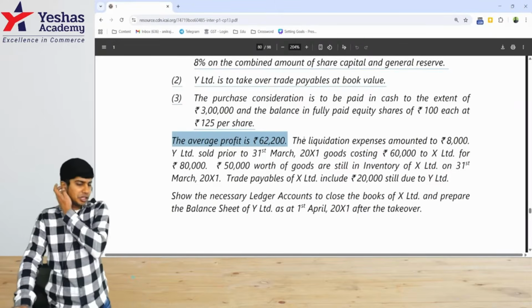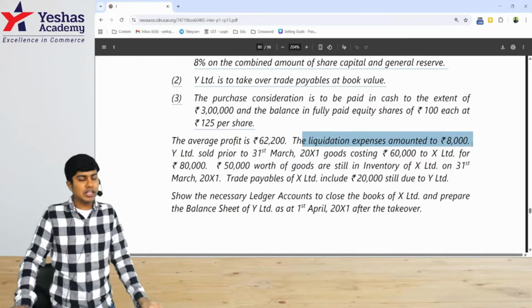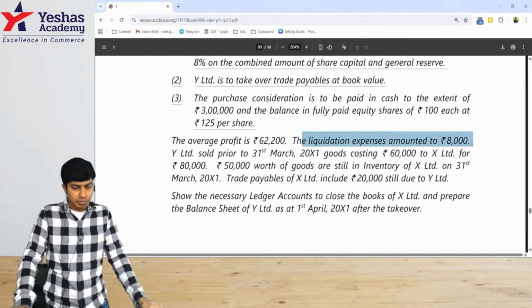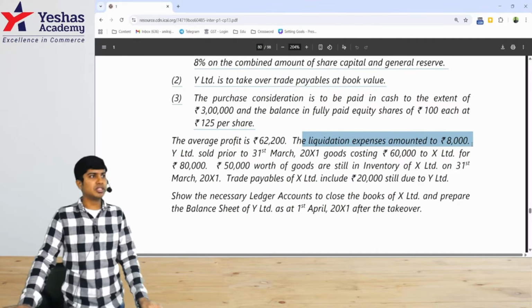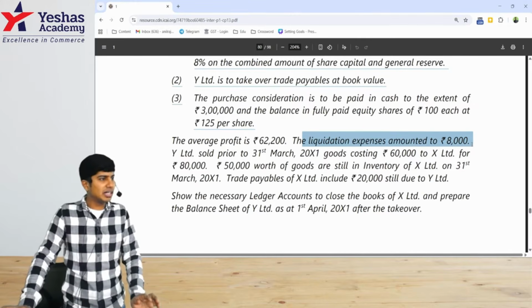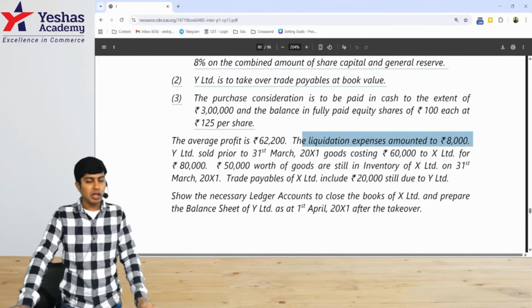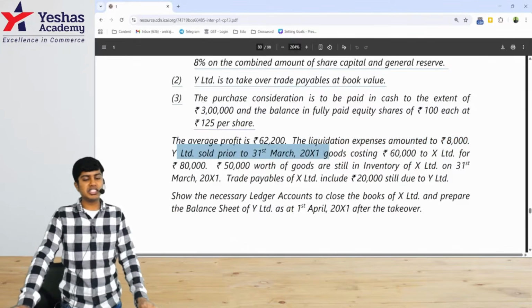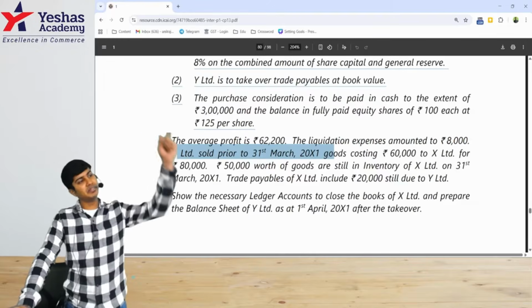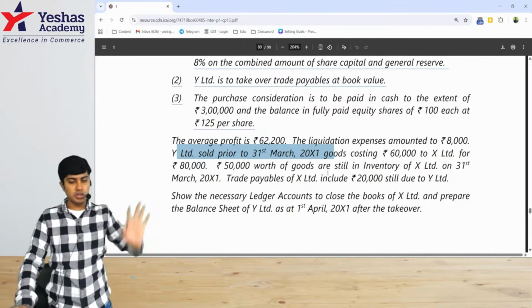We still have some information. Liquidation expense amounting to 8,000. Who has paid it? They haven't told anything. I will assume it is paid by transferrer, because if transferee had paid, they would have mentioned transferee. We are assuming that transferrer has paid 8,000 liquidation expense, not reimbursed by transferee. Y Limited sold goods; on 31st March, unrealized profit adjustment. We'll treat this once again when we do adjustment for transferee books, not now.